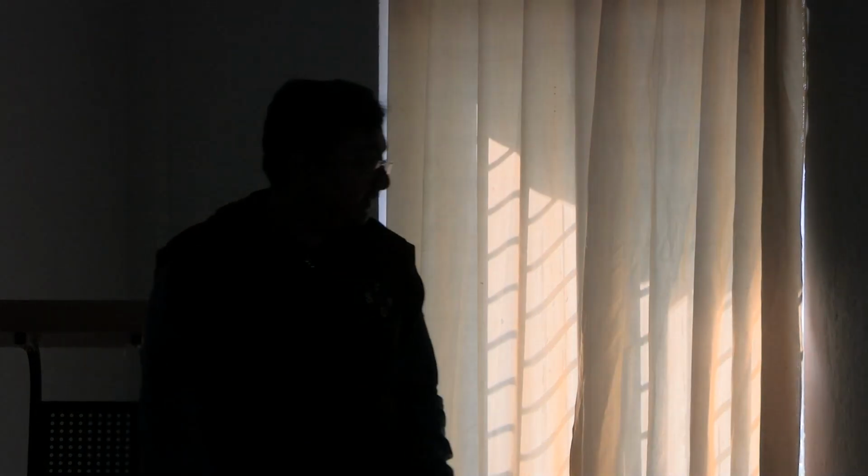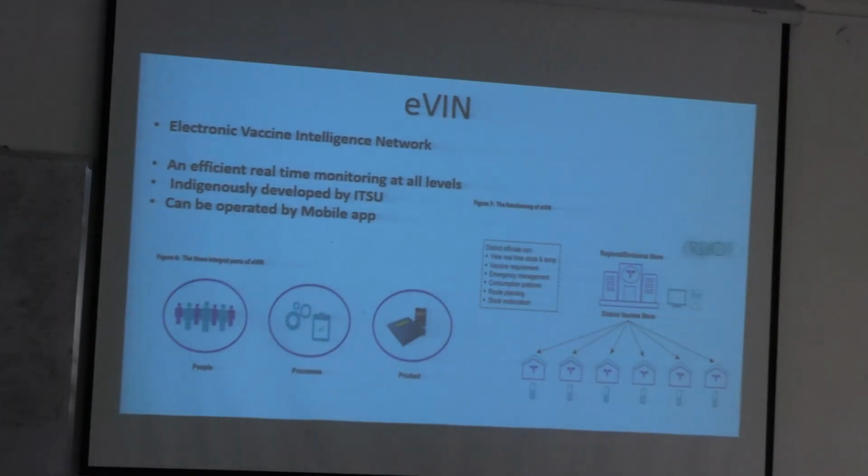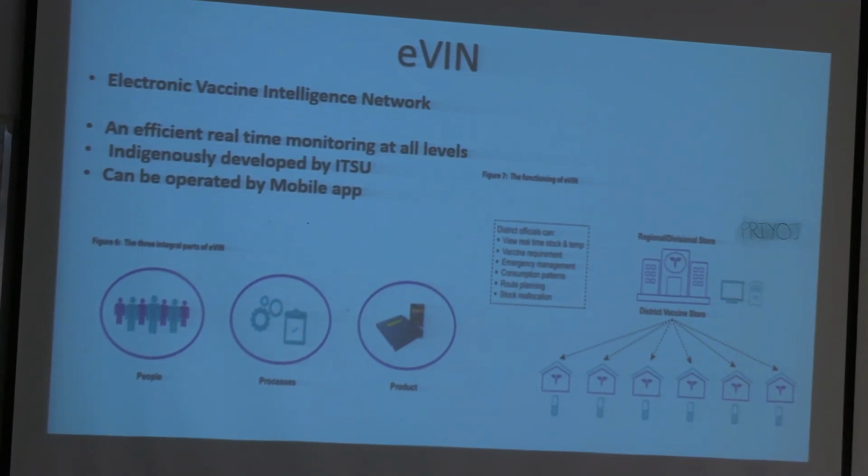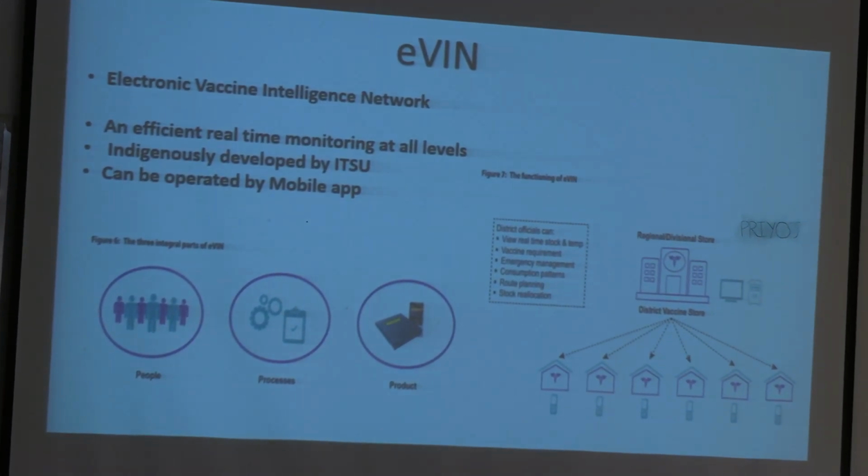But eVIN, that is electronic vaccine intelligence network, is usually a very important thing and coming of age, you can expect a short note, okay. What is it? It's an efficient real time monitoring system at all levels, indigenously developed by ITSU, okay. For the full name I do not know. eVIN is nothing but a mobile app or application, okay. Usually it has an app where you can get a login.